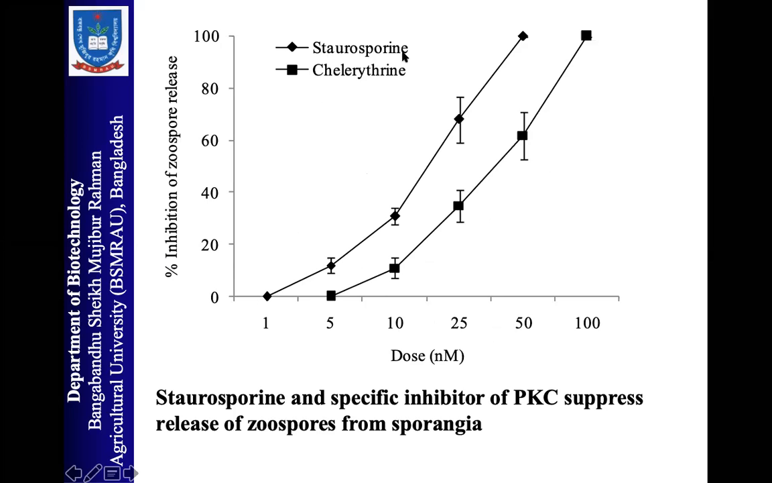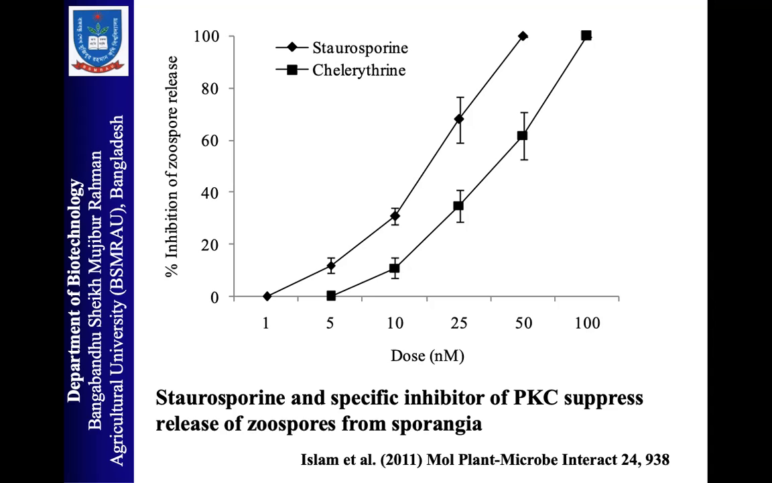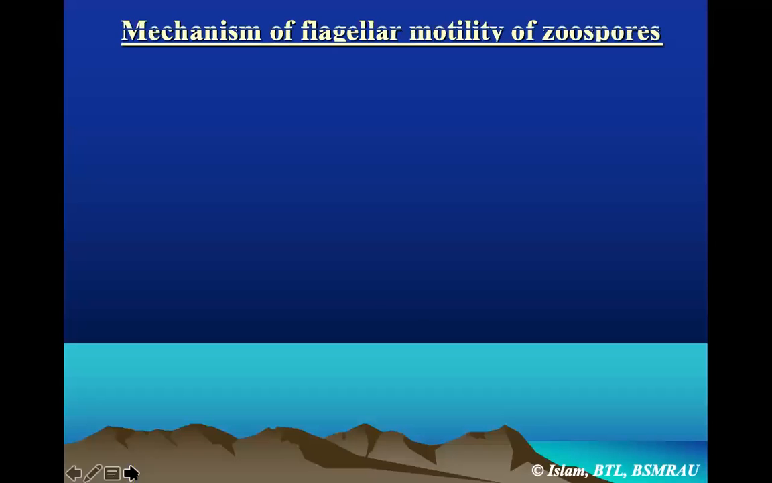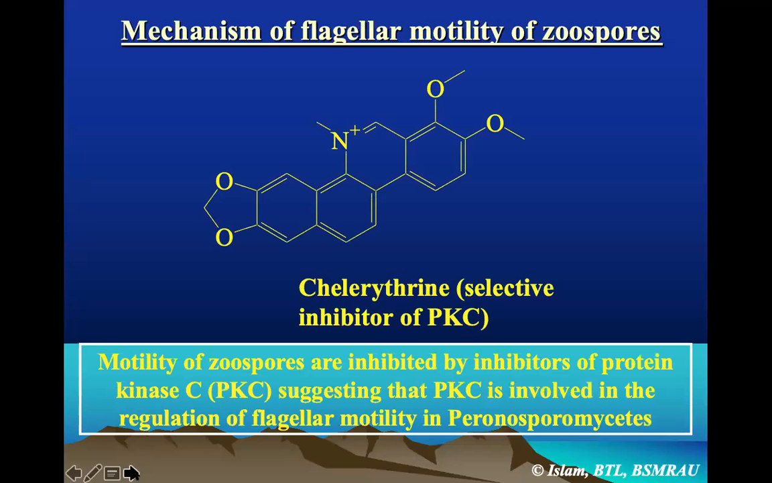So here is the data you can see. Staurosporin we discovered from streptomyces, and chelerythrine we got from a commercial source. So chelerythrine can also selectively inhibit the motility of zoospore as well as release of the zoospore. These two compounds are the result of our discovery, which we published in Molecular Plant Microbe Interactions, a very famous American journal. So the mechanism is that motility of zoospores is inhibited by inhibitors of protein kinase C, suggesting that PKC is involved in regulation of flagellar motility in peronosporomycetes.